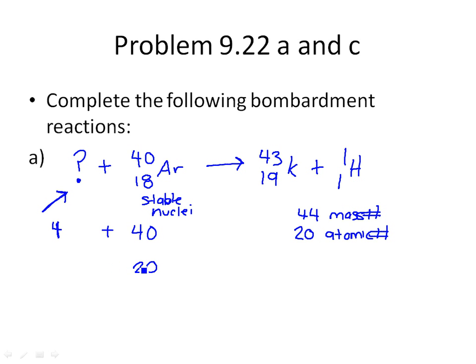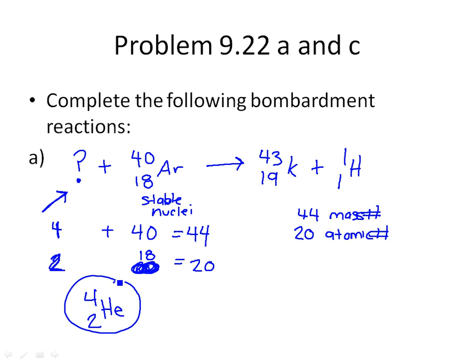So this equals 44, and we have 18, and we have to equal 20. So we know that we have to have a 2. So we have a 4 and a 2, which hopefully you know looks like our alpha particle, which is also the same as the helium atom. And so this is our high energy particle that is going to bombard our stable nuclei.